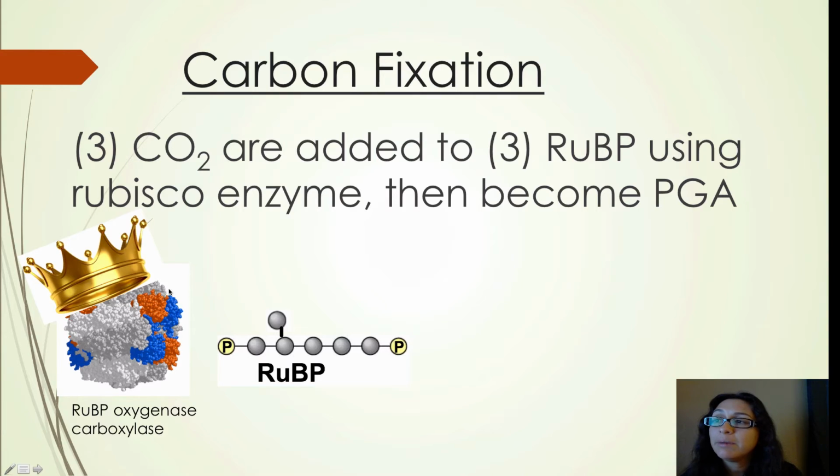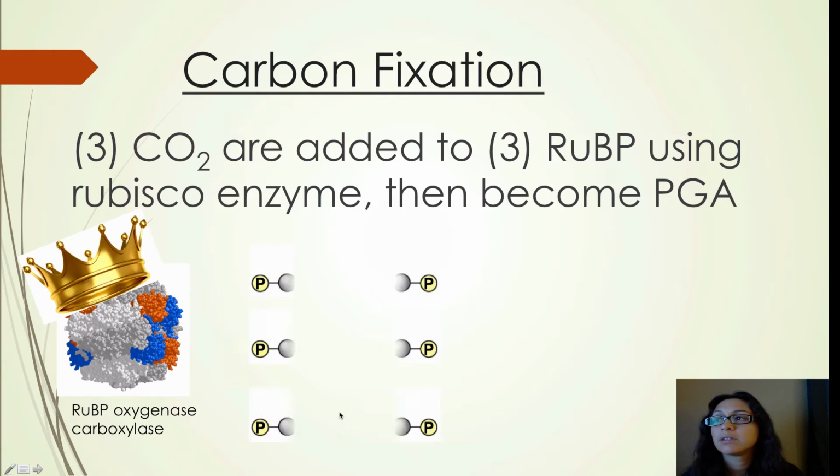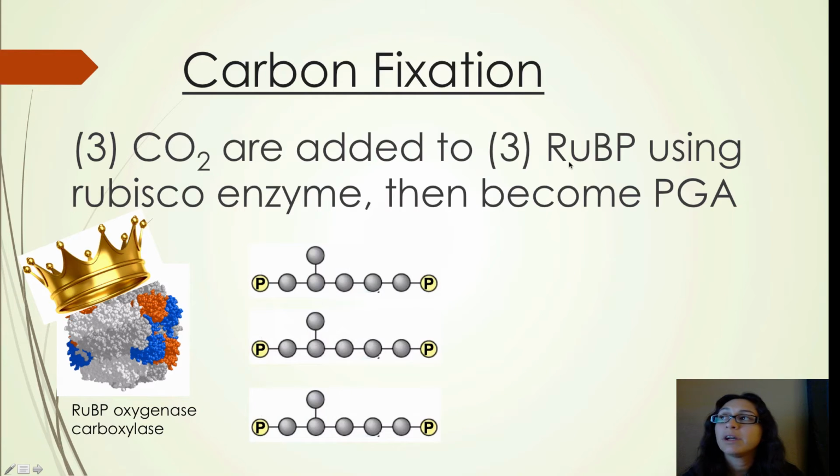Now, when this happens, it's going to make a 6-carbon intermediate. So we see 1, 2, 3, 4, 5, 6. And that's going to be really short-lived. That 6-carbon intermediate is not the PGA that we're looking at here. It's just a short-lived 6-carbon intermediate. So it's going to look something like this. If you take 3 carbon dioxides and 3 RuBPs, here are our 6-carbon intermediates. You can see the skeleton of the RuBP there, and here's where our carbon dioxide comes in.